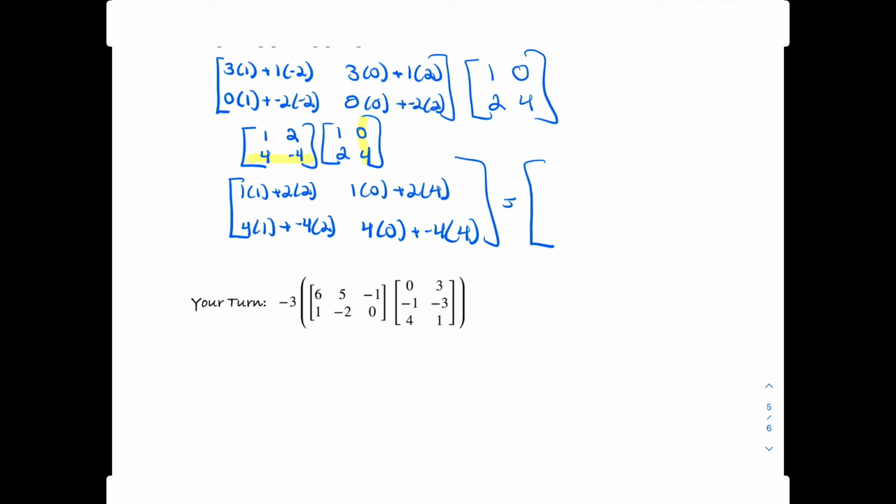All right, so I get 1 plus 4, so my first row, first column entry will be 5. And then 0 plus 8, so that's 8. 4 minus 8, which is -4. And 0 minus 16, which is -16, for my final answer. Okay, now you try one.